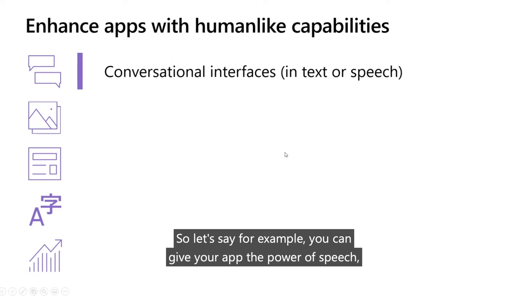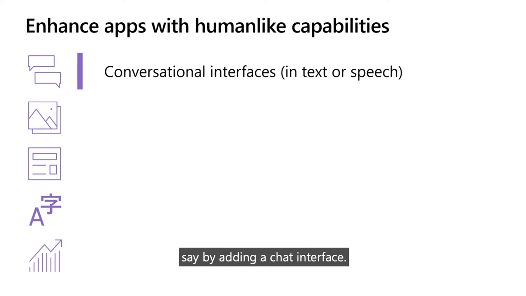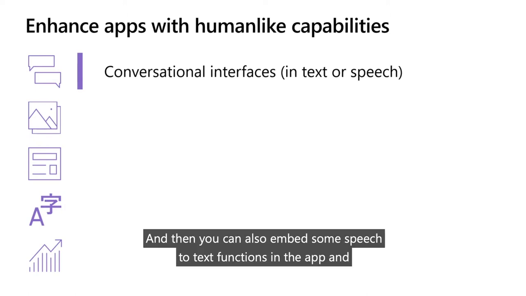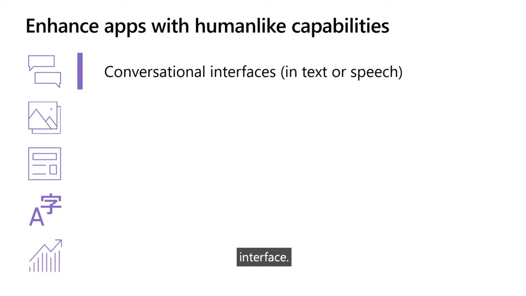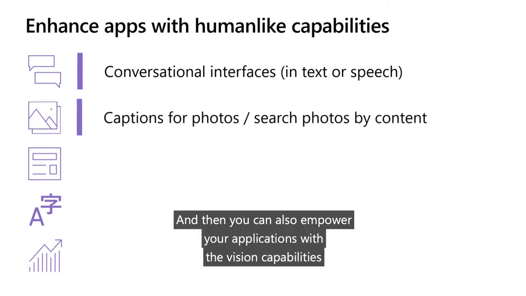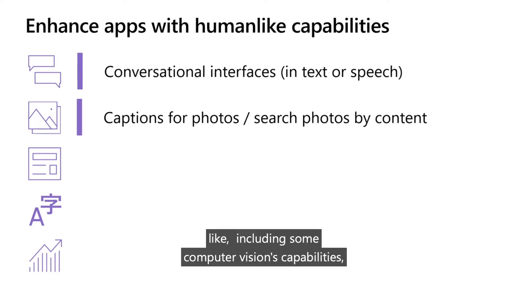So let's say, for example, you can give your app the power of speech, say by adding a chat interface, and then you can also embed some speech-to-text functions in the text interface. And then you can also empower your applications with vision capabilities, like computer vision capabilities, allowing your apps to do OCR or object detection.